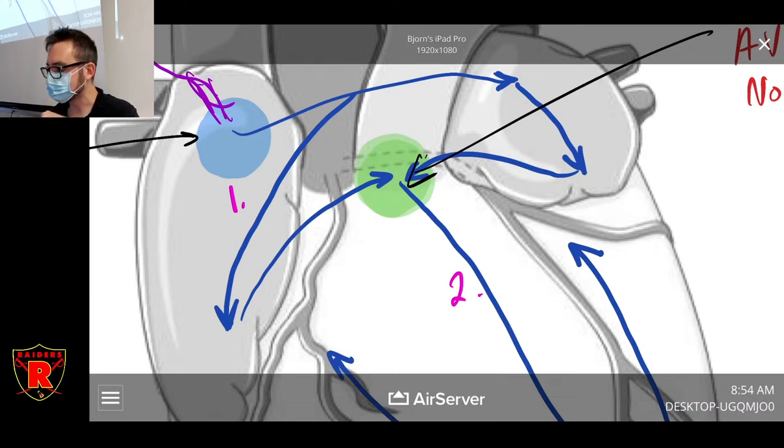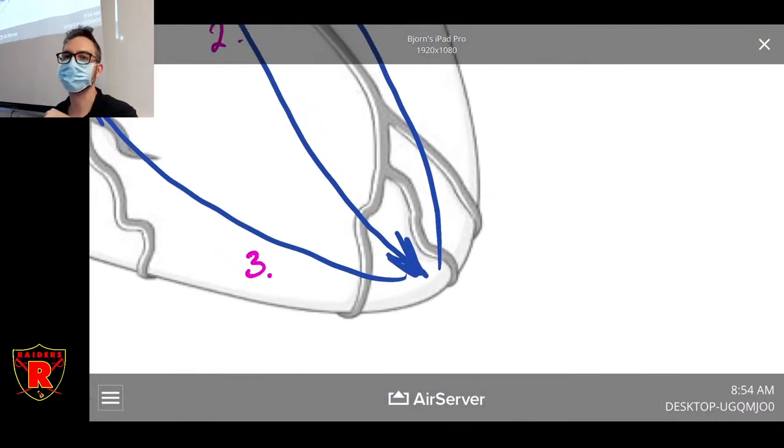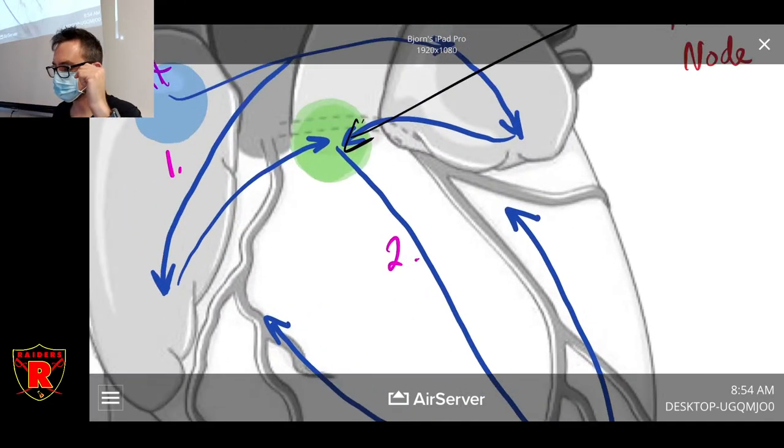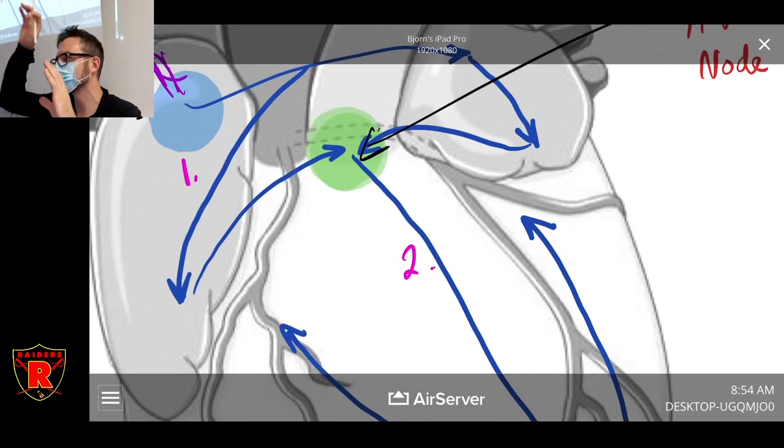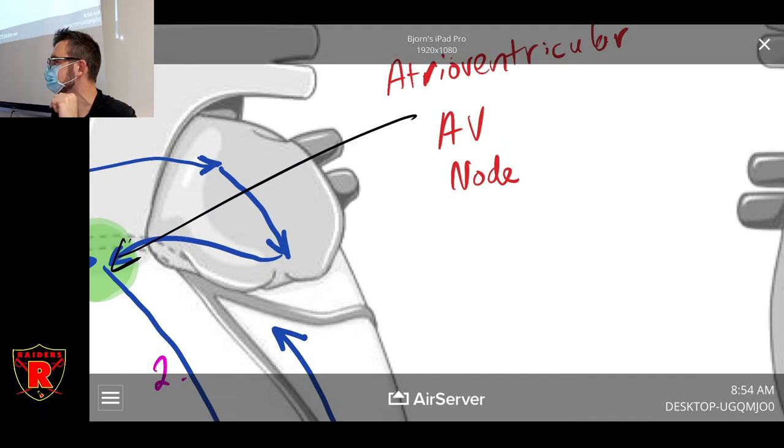That way it will only send one signal down to the apex of the heart. You can't have that signal happening twice in a row or the muscle will start twitching. So you have to have this perfectly timed, and the AV node allows that signal to be perfectly timed. It only allows one strong signal to be sent down to the apex of the heart. That's the AV node, atrioventricular node.